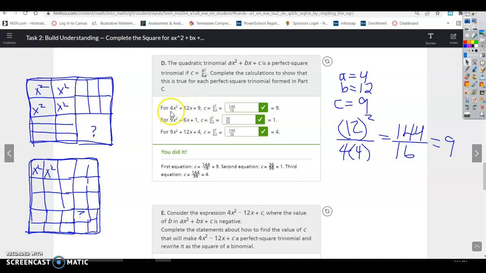So if there's a number in front of the x squared, in the last example, we were just doing half of b and squaring it. But that's when a was 1. When there's a number here, 4a, this is a squared number, you're going to find c by doing b squared over 4a.